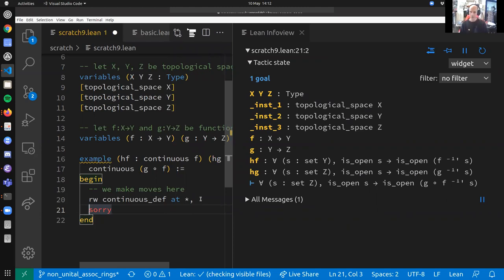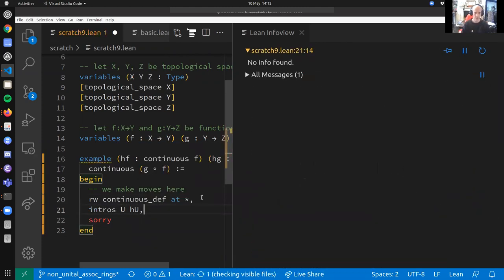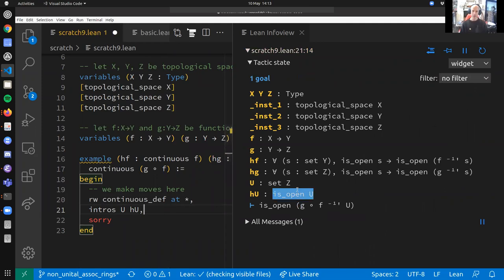And so how are we going to prove for all open subsets of Z, blah, blah, blah? Let's let U be an open subset. So intro U, hU. So this says let U be an open subset of Z. And now I've got to prove that the pre-image, when I pull back under this composite function g composed with f, is open. So what's the maths proof? I mean, we need to know the maths proof.